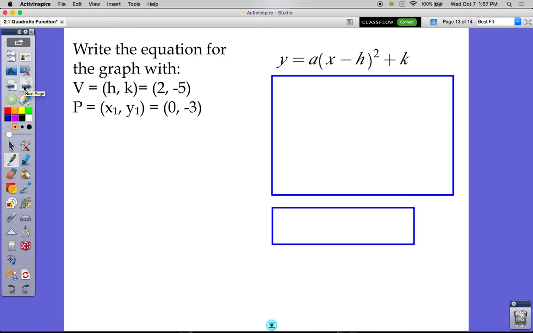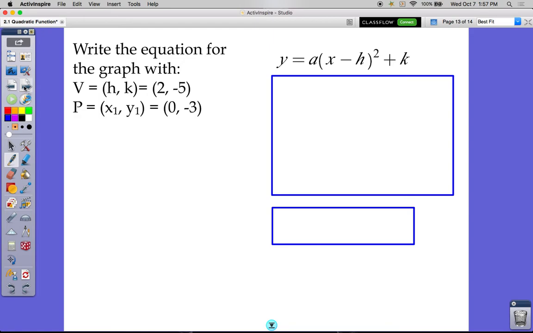The last thing for this lesson is that sometimes you're given 2 points. One may be a vertex, and for the most part, one should be a vertex, although it's not necessary. But you're given 2 points, and you're asked to write the equation for a parabola that has, in this case, let's say, a vertex of 2 comma negative 5, and a point that's on the parabola of 0, negative 3. How do we write that equation?